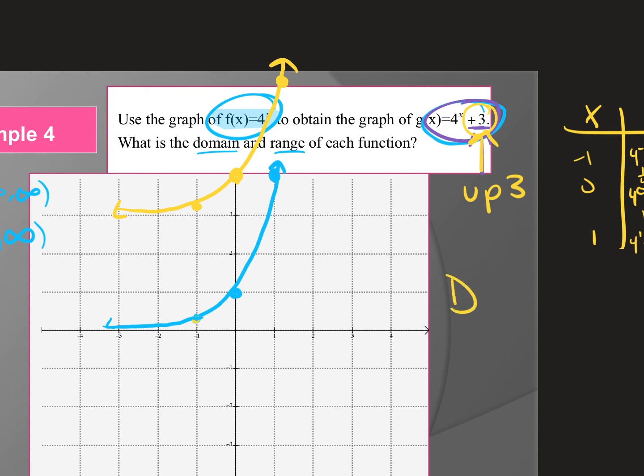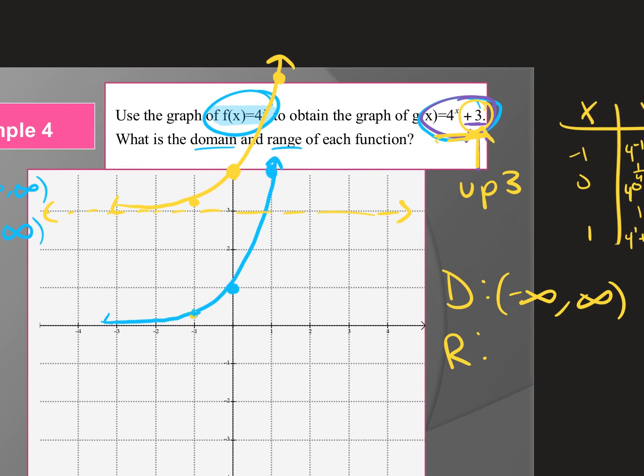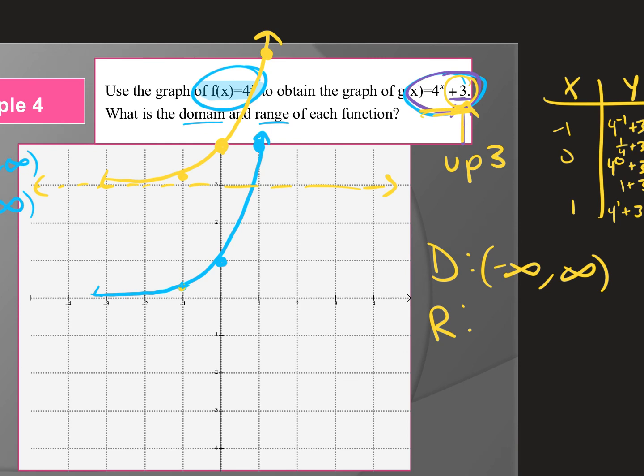My domain for my new graph here is still negative infinity to infinity. However, my range changed because now my horizontal asymptote is here. So everything just went up 3. So now my graph gets really, really close to 3 but doesn't touch. So my range starts at 3 and goes to infinity.